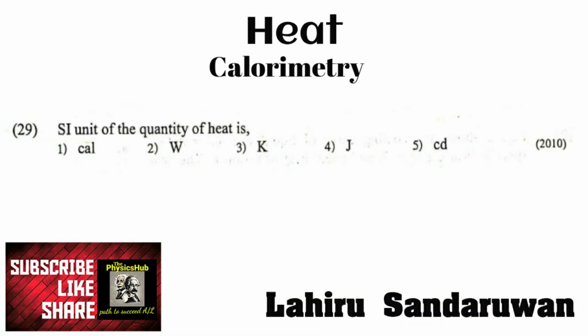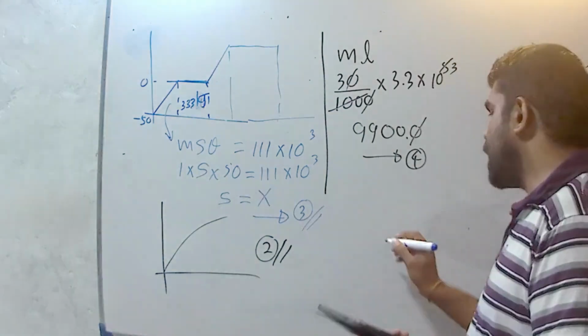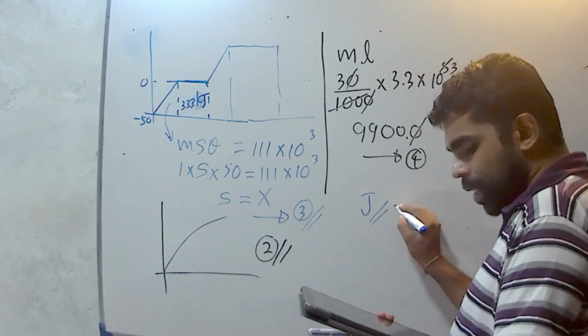The SI unit of quantity of heat is? We know that heat is an energy. Then the SI unit is joules.